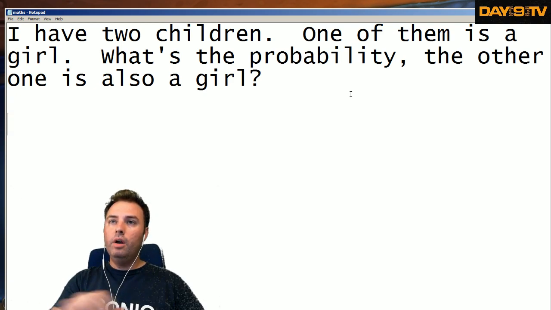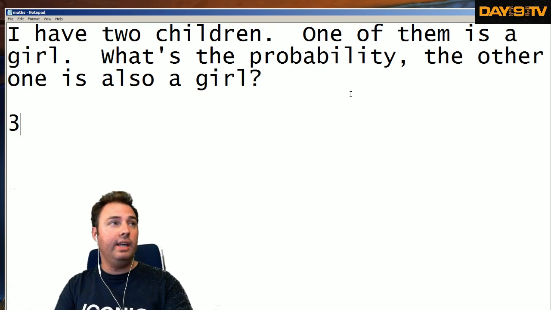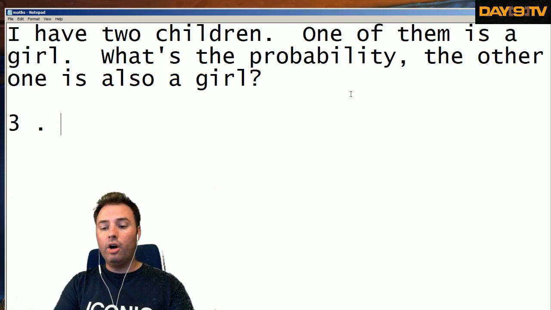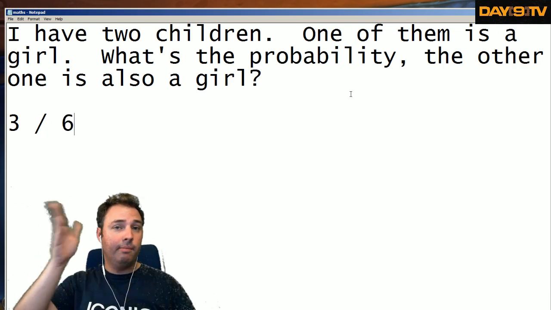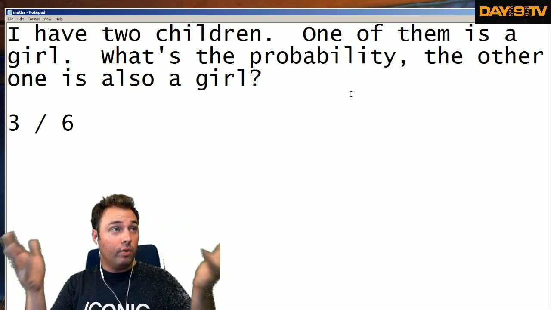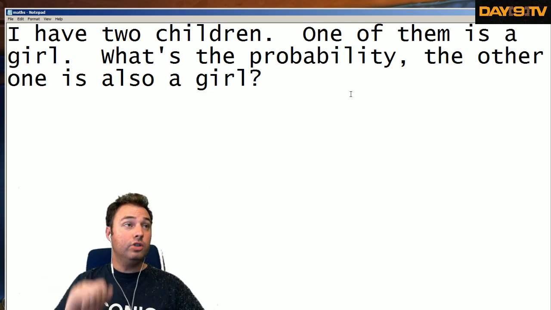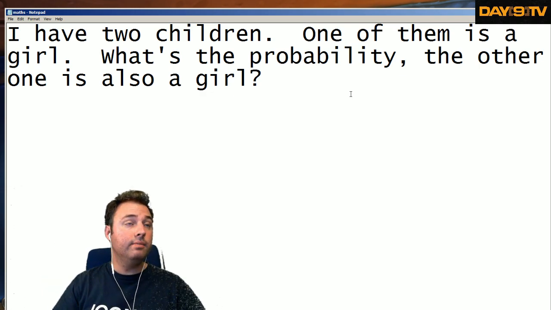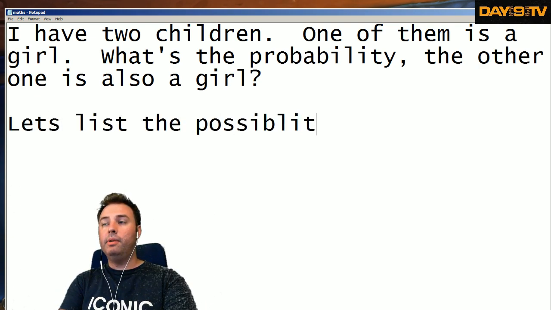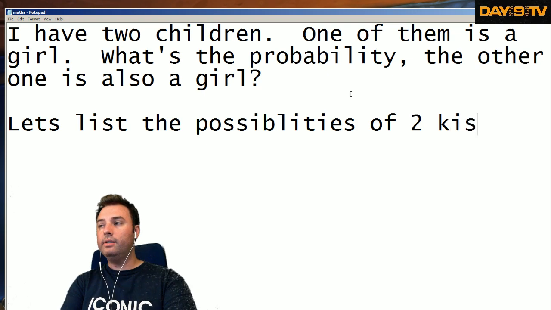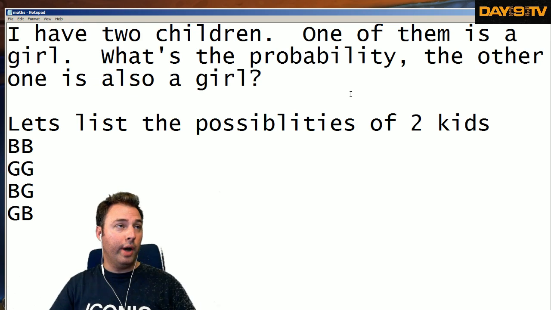Now, again, what's the probability I roll an even number on a dice? Well, there's 3 even numbers on a dice, and there are 6 sides to a dice, and thus I get the number 3 divided by 6. Don't forget that this is what we were just doing before I wrote this thing on here. So let's list them off. What are the possibilities? Let's list the possibilities of 2 kids. Boy, boy, girl, girl, boy, girl, girl, boy.